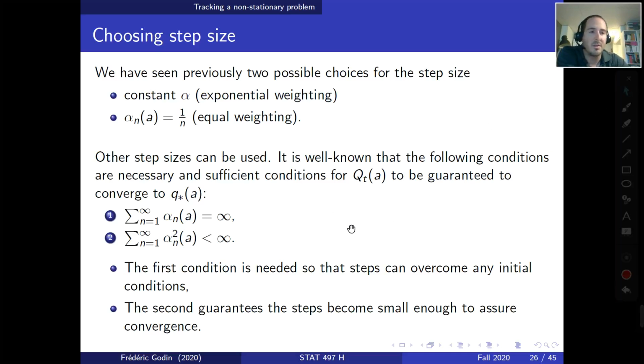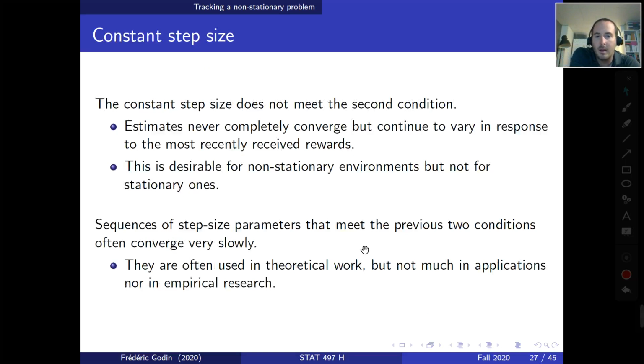Okay, so these are theoretical conditions for estimates to converge to their true values, but in practice, are these conditions useful, and do people respect them in practice? Okay, so the first part is just repeating what we just said. I'll answer my question first and get back to that first part.